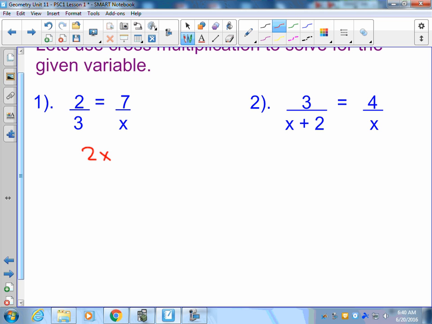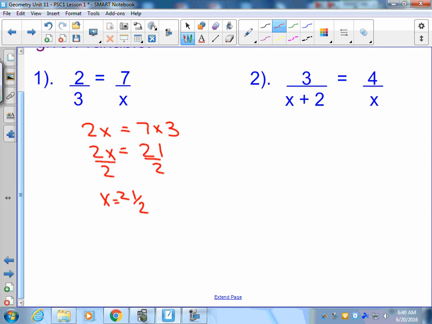We've got 2 times x equals 7 times 3. So just writing it out first, thinking about those full steps, 2x equals 21. And then we divide both sides by 2, and x equals 21 halves. And that is in its simplest form. If we want, we could turn it into a decimal value. That's always dependent upon the situation. 10.5. But you can always just leave it in its simple fraction form of 21 halves.